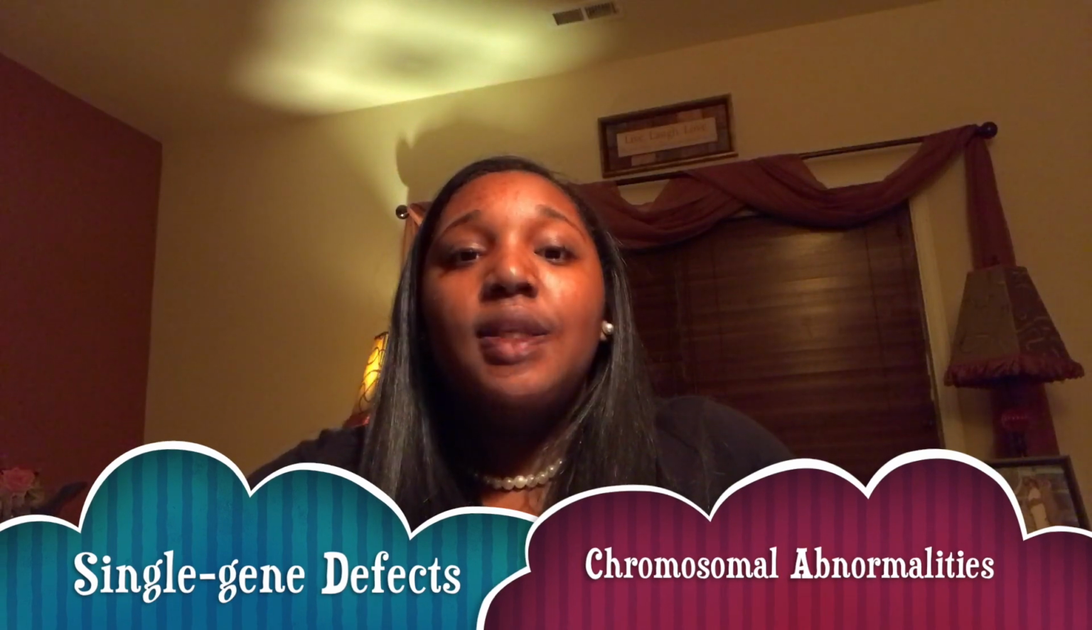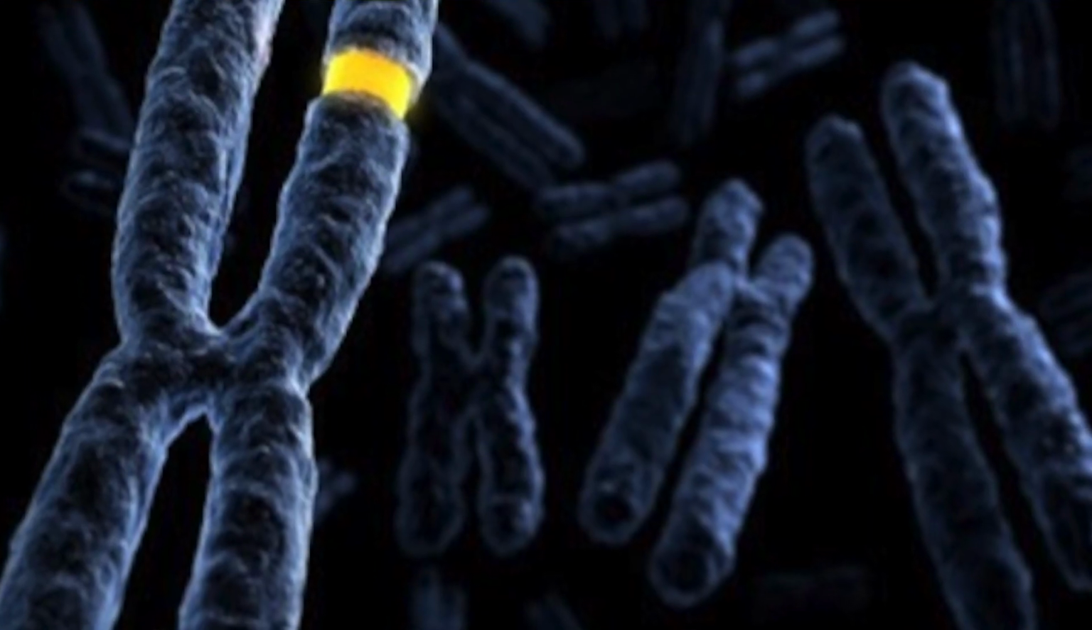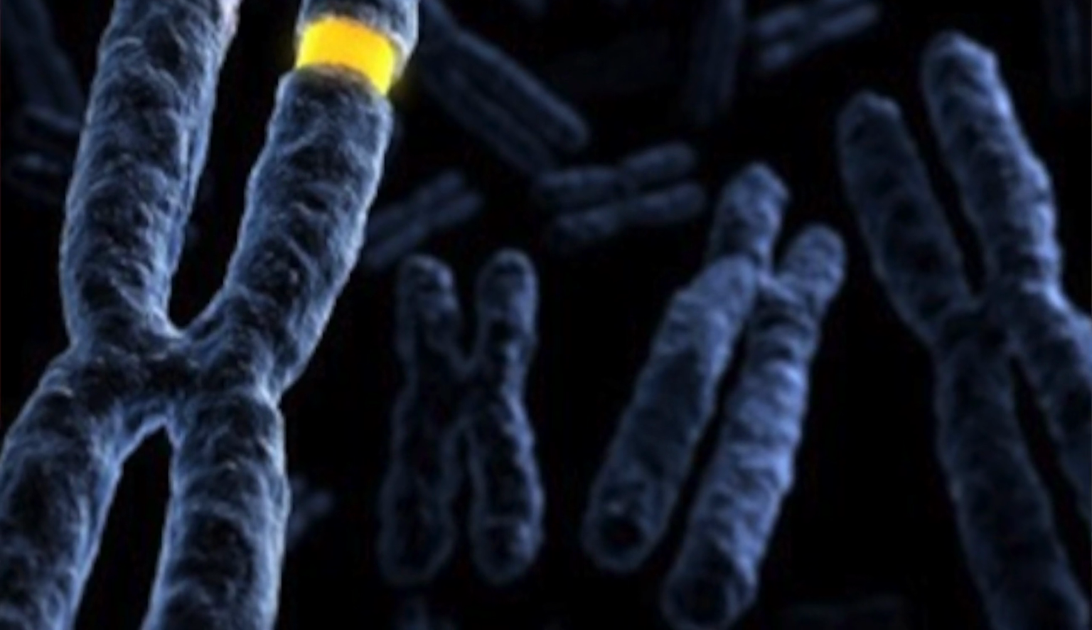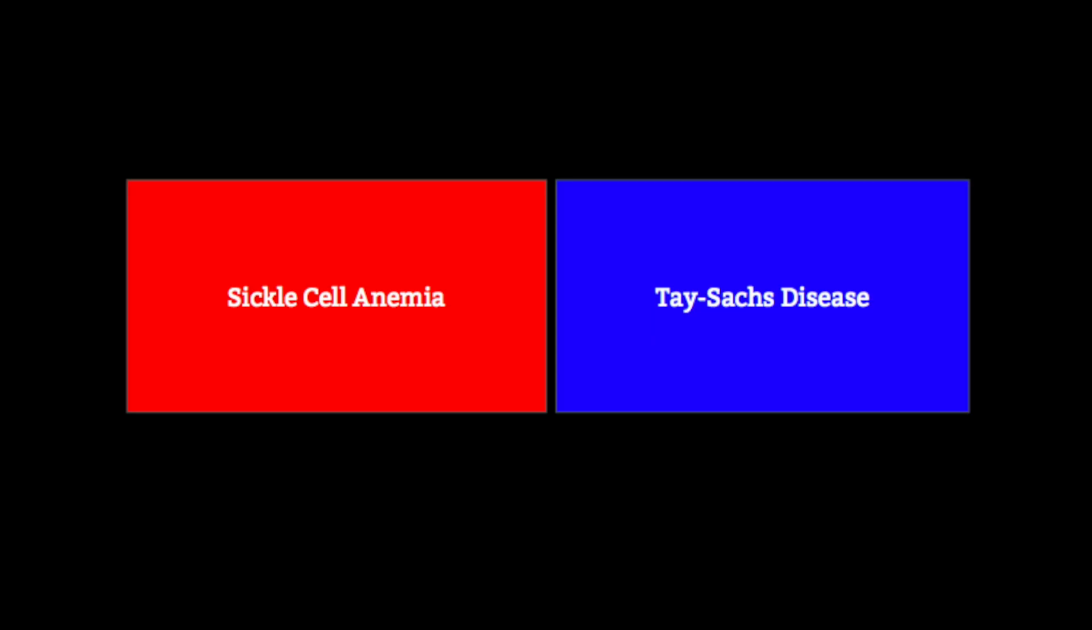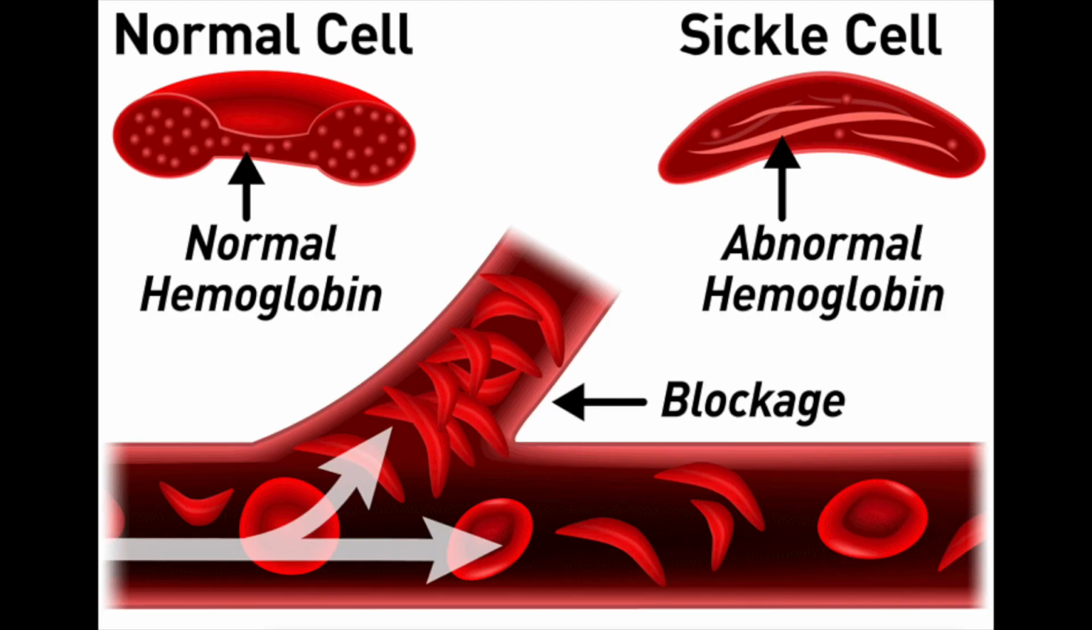The next factor that I mentioned is genetics. Genetics can also be broken down into about two categories: single gene defects and chromosomal abnormalities. Single gene defects are mostly inherited. These are caused by specific genes. A few examples of single gene defects include sickle cell anemia and Tay-Sachs disease.